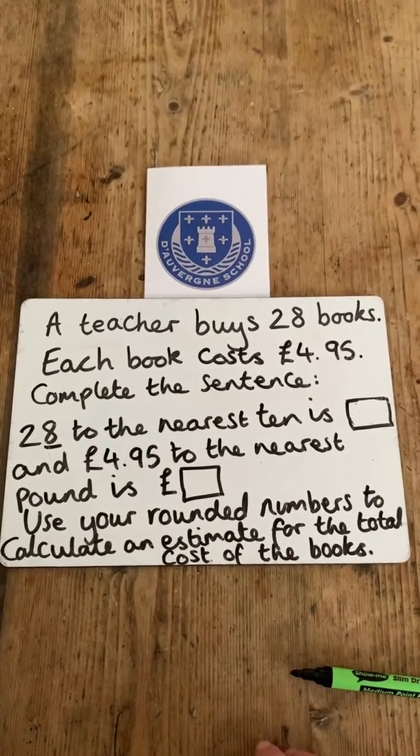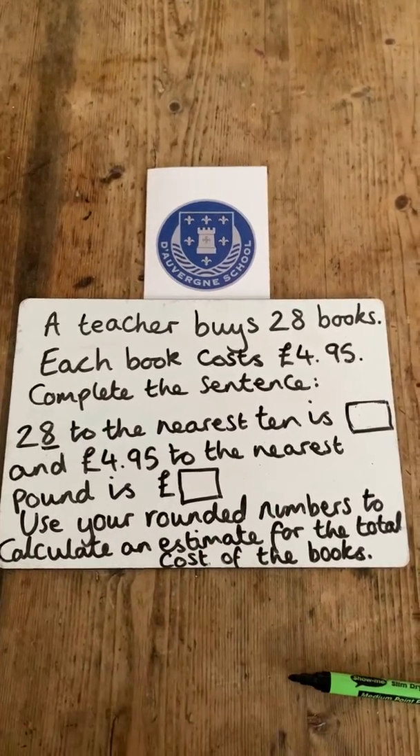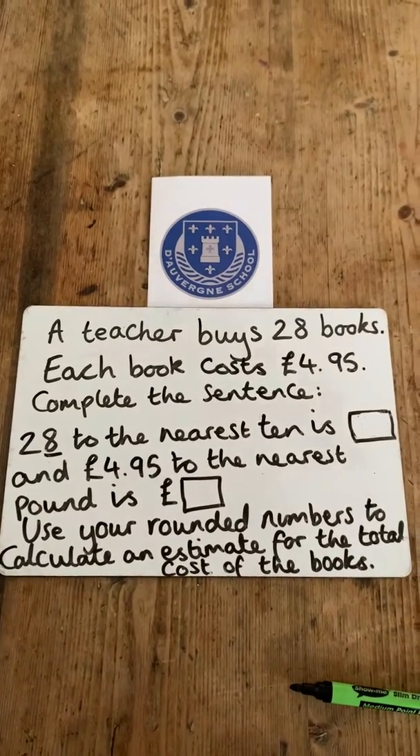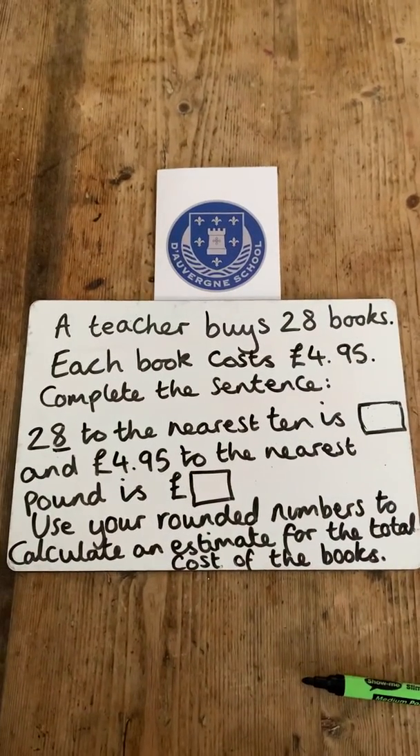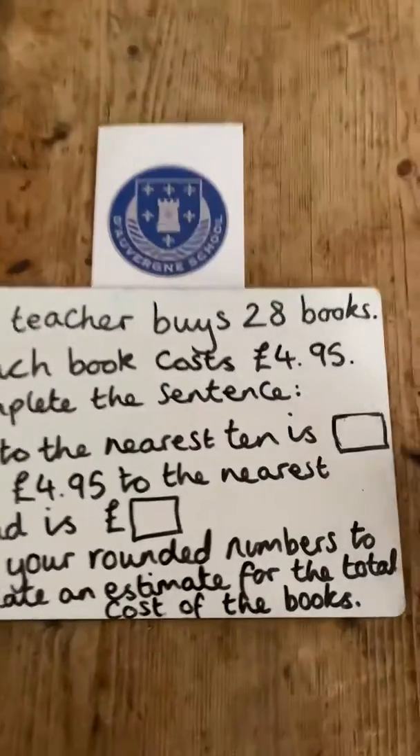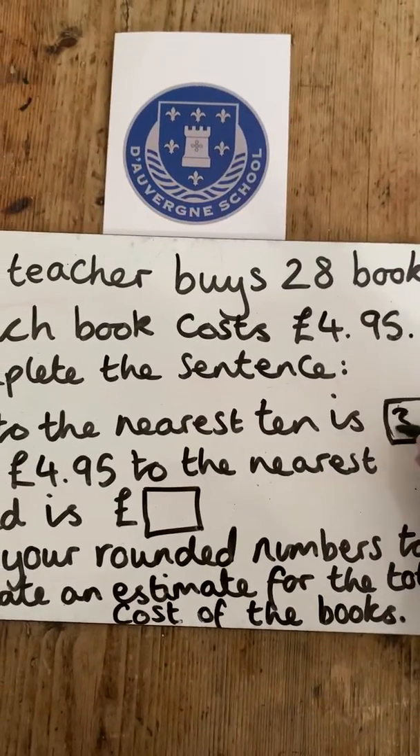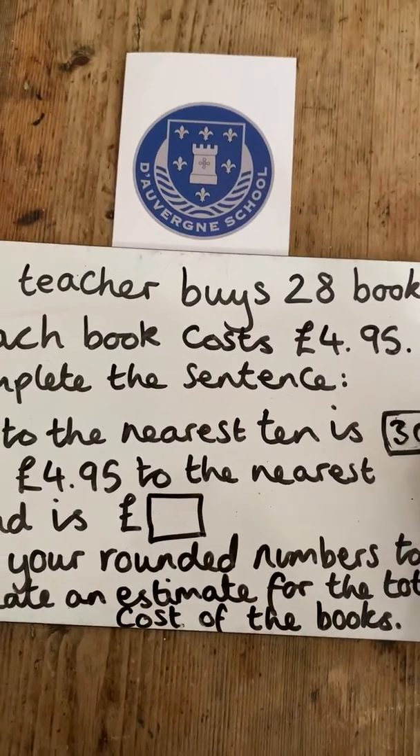So knowing 28, we know it comes between 20 and it comes between 30. And according to our rhyme, we're going to be rounding that 28 up to 30. So I'm going to write my answer in there.